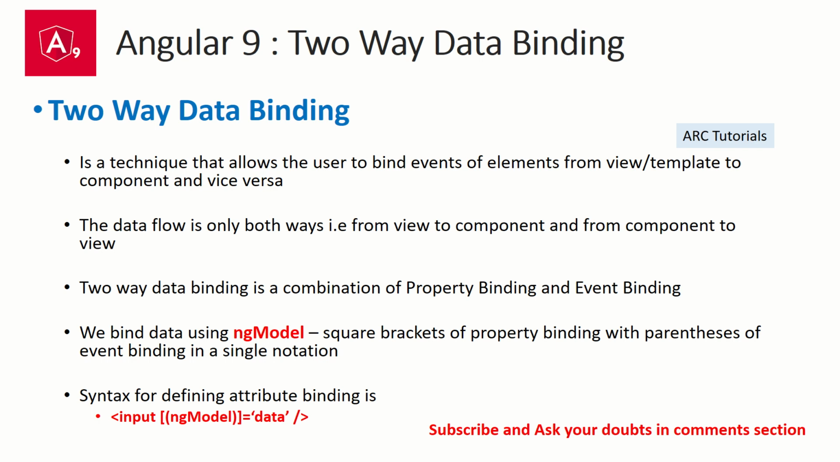You can think of two-way data binding as a combination of property binding as well as event binding. To use two-way data binding, Angular provides a directive called ngModel. Using ngModel, we can easily bind the data from component to view and from view to component. How do we write ngModel? We write using square brackets in the properties and then with parentheses. The syntax is given here, and now we will learn how to do some hands-on practical examples.